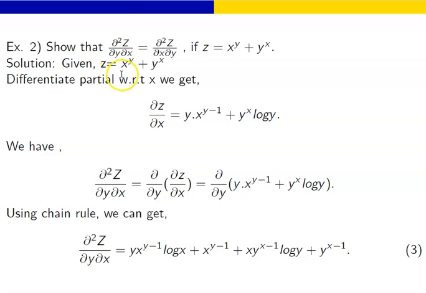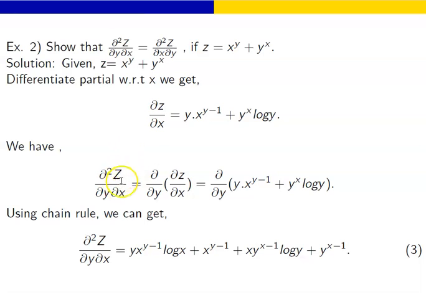Okay, so what is the given thing? z equal to x to the power y plus y to the power x. So z is a function of two variables, x and y. If I differentiate this function z with respect to x partially, in the case of differentiation with respect to x, terms of y are constant. So what is dou z by dou x? What is the derivative of x to the power y with respect to x? This is y into x to the power y minus 1, plus the derivative of y to the power x with respect to x, that is y to the power x into log y. So this is dou z by dou x.